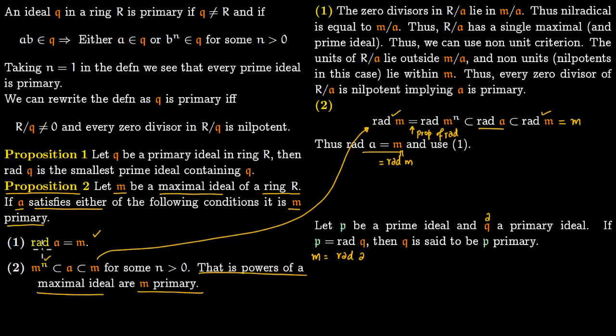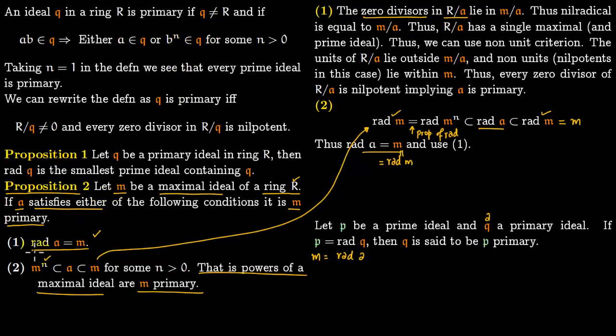So let us now prove 1. We are given in 1 that radical of A is M. So to start, for any primary ideals, we start with our given ring R and modulo out A. So what are the zero divisors in R modulo A? Zero divisors are precisely those, you multiply them and they will land up in A. So AB lies in Q implies either A is in Q or B to the N is in Q.